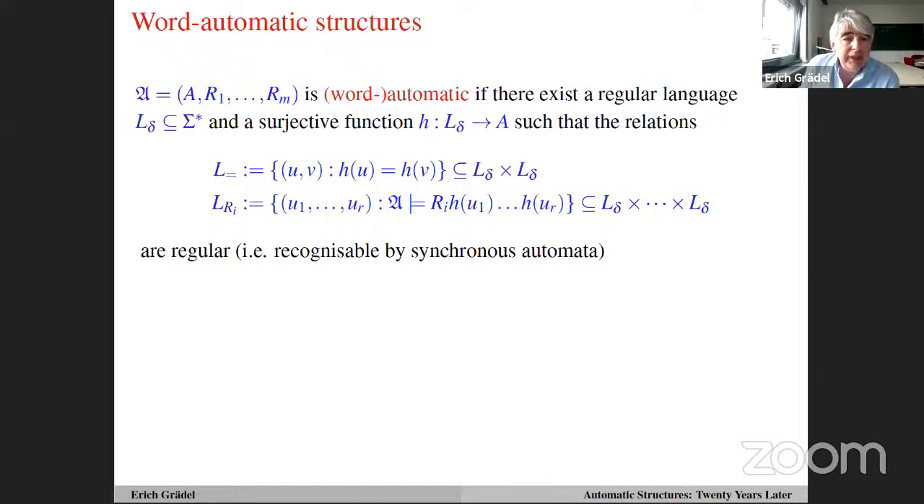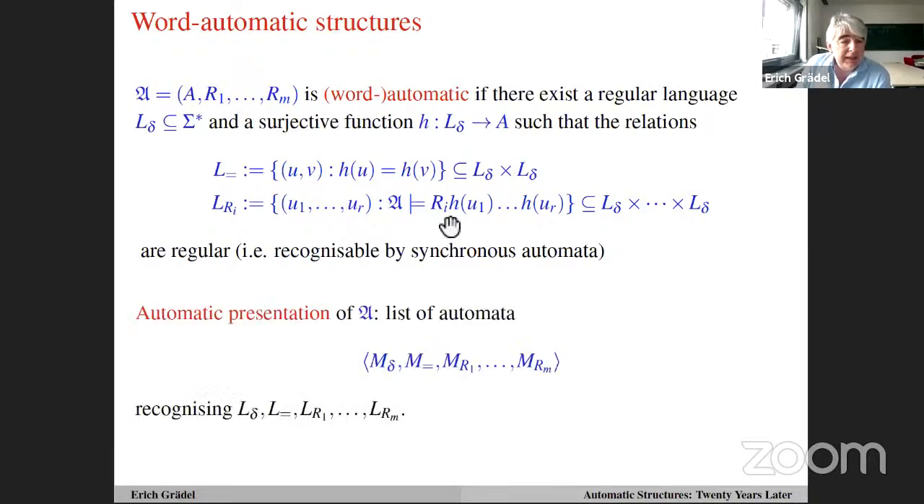Of course, every element of the structure should have a name, but it's quite okay to have several names for one and the same element of the structure, so the function need in general not be injective. But if it isn't, it should be recognizable by an automaton whether two words name the same element. So the equality relation must be recognizable by an automaton, and also all tuples of words that encode a tuple in some relation must be recognizable by a finite automaton.